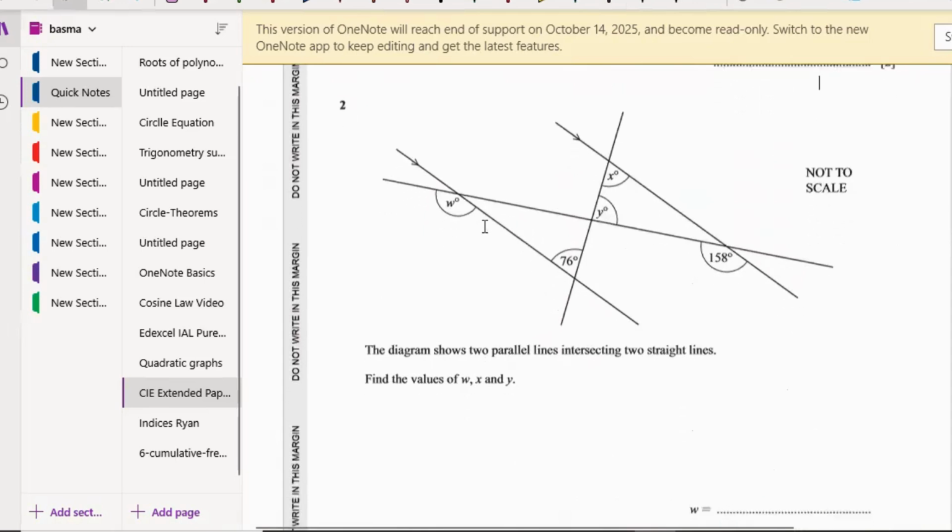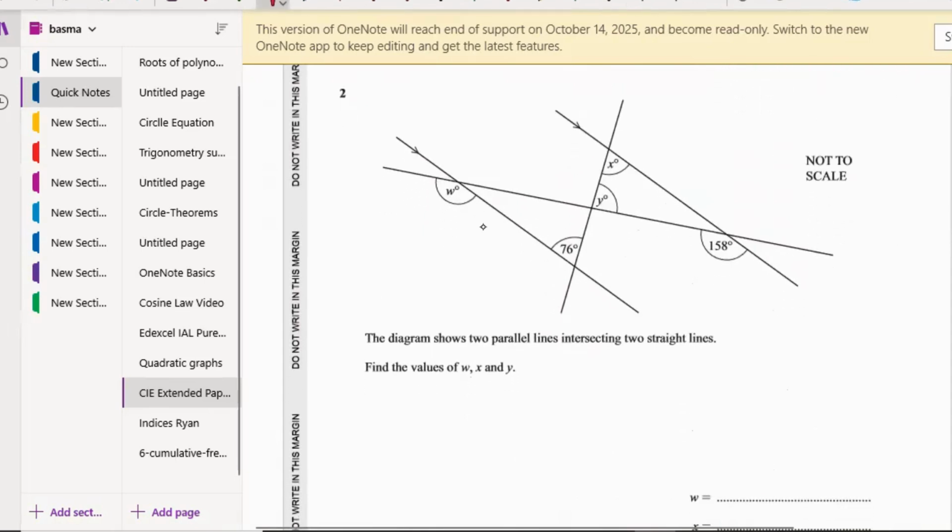Question 2 is: you can see the two parallel lines set here. They say the diagram shows two parallel lines intersecting two straight lines. So these are the two straight lines you have got, one and this is the second one. These are transversal lines which are intersecting the two parallel lines. Find the values of w, x and y. We are going to do it with the alternate and corresponding angle properties.